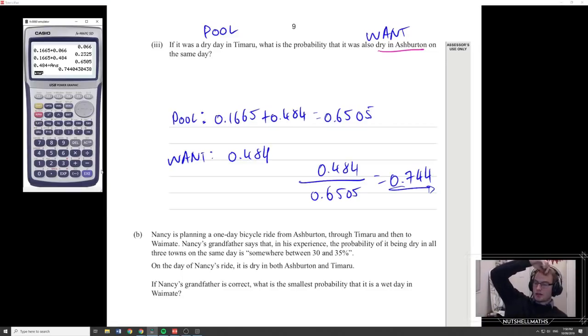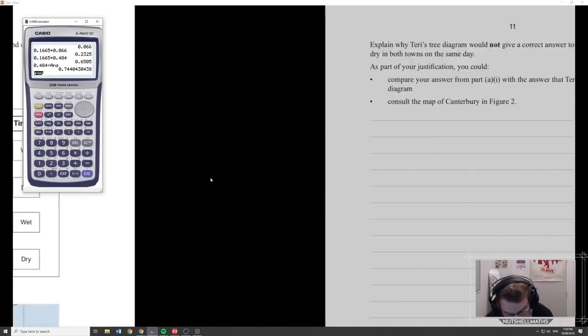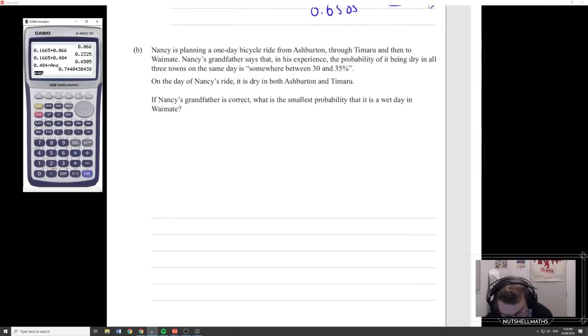Whatever comes last in the question, put it on top. It's a good rule of thumb. Not always the case, but it's a good rule of thumb. Okay. Right. Cool beans. Last question of the paper. No, not last question. Second to last question of the paper.